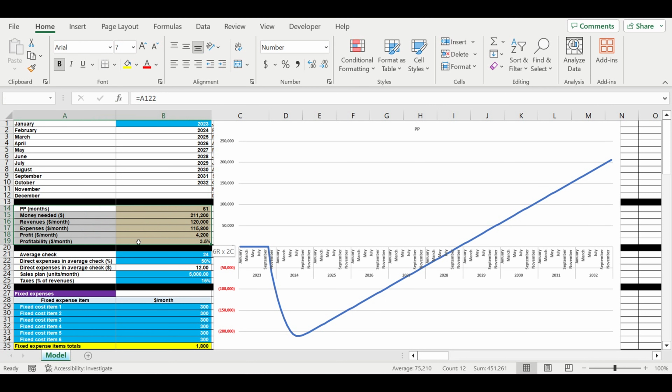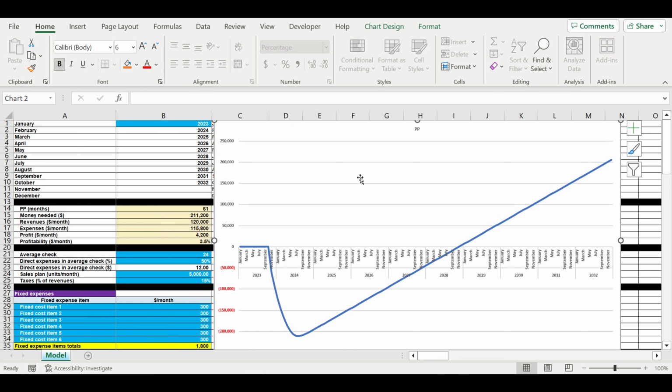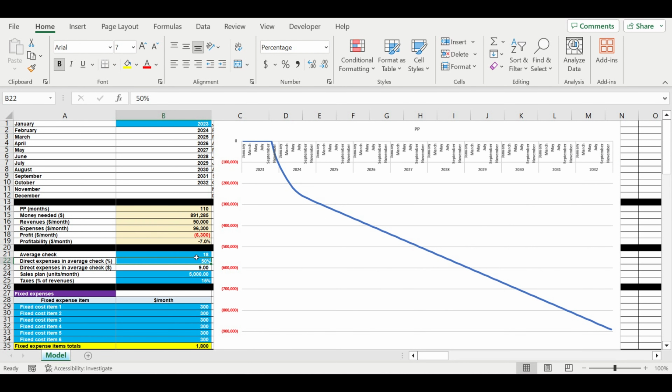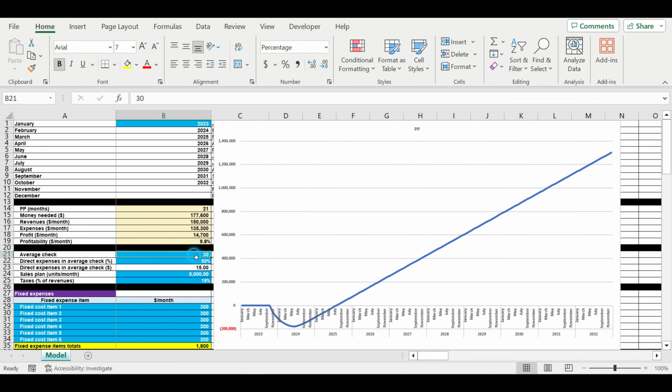Here on the top, we have a brief overview of project financials: payback period, financing needed, monthly revenues, monthly expenses, monthly profit, and monthly profitability. Here on the right, we have a payback period diagram. We can play with any inputs and see how these numbers change. All inputs in our model are very simple.